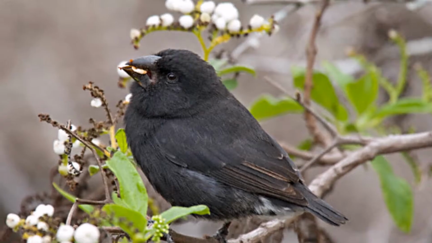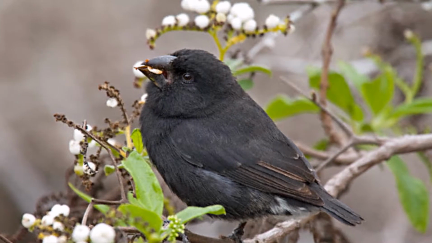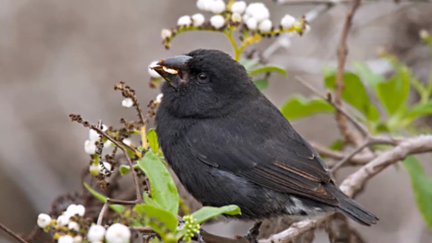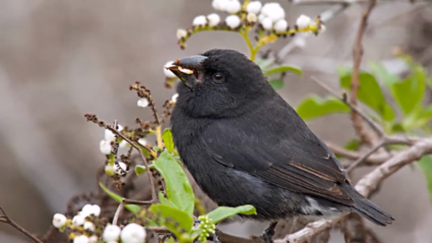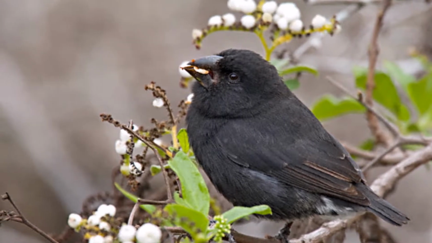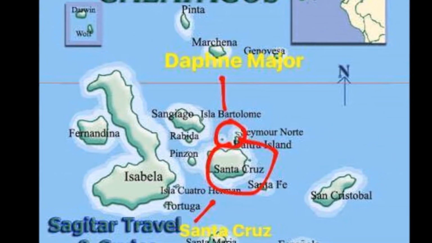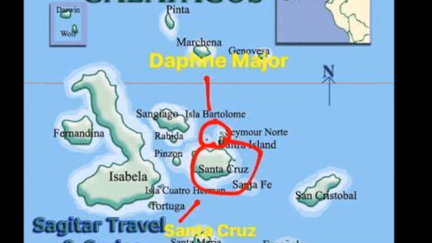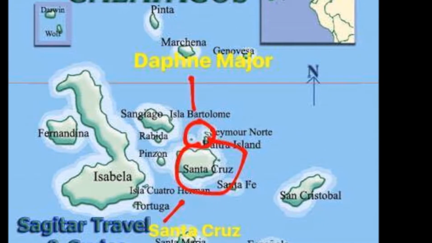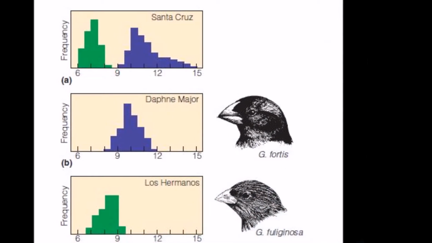Natural selection has also resulted in different mean beak size between populations of the medium ground finch on the islands of Daphne Major and Santa Cruz. The larger mean beak size for the population of medium ground finches on Santa Cruz is due to competition from the population of small ground finch present on that island.